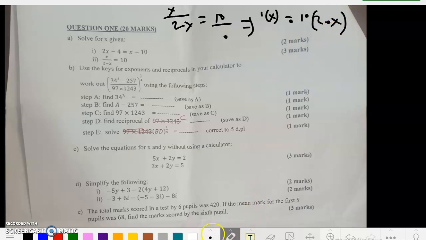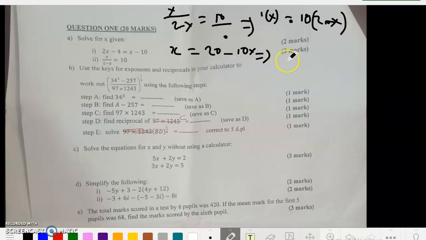If we do this, this will be simply x, because we know x times 1 is x, and this will be equal to 10 times 2, which is 20, and then we have 10 times minus x, which will be minus 10x. This implies that you will have x here.